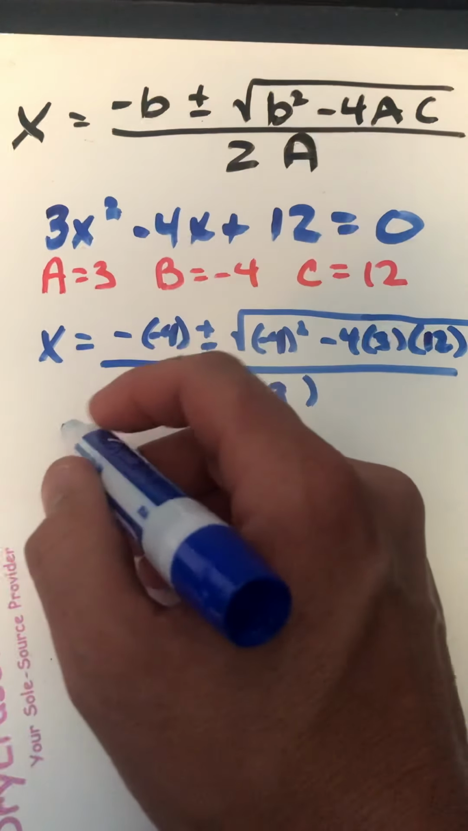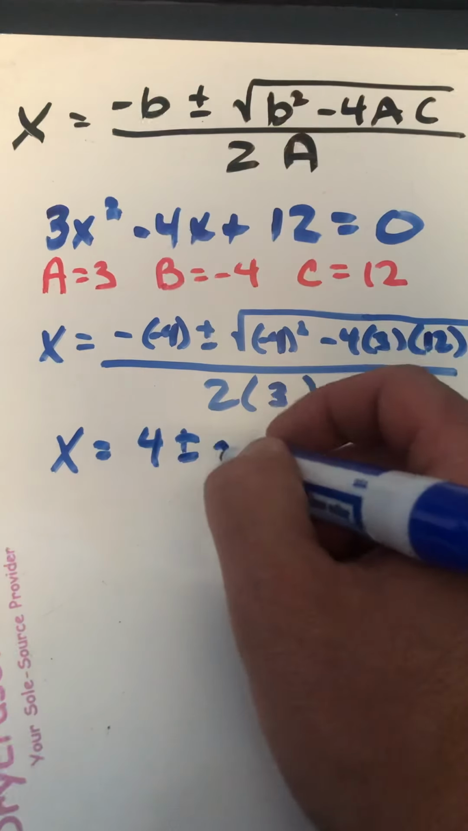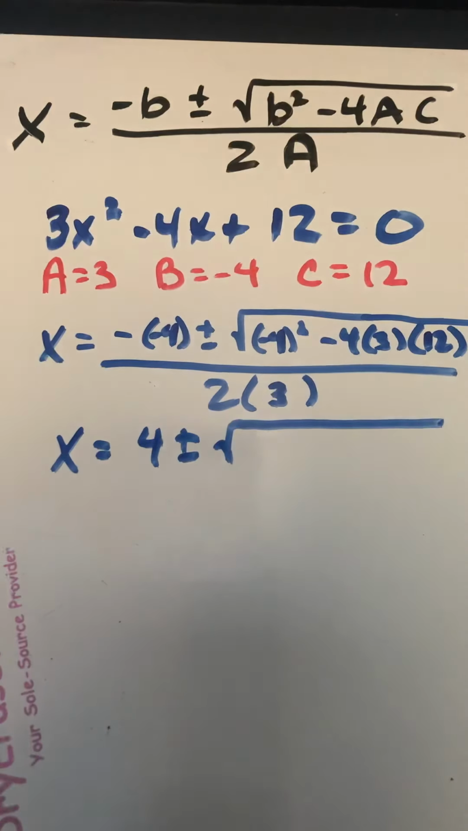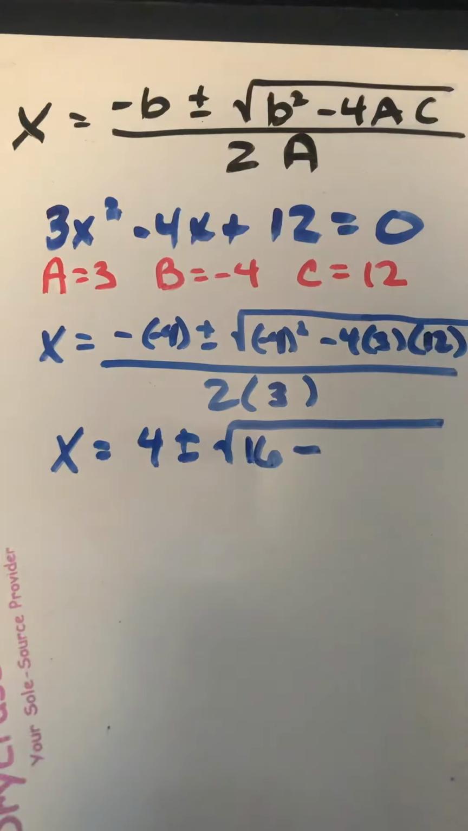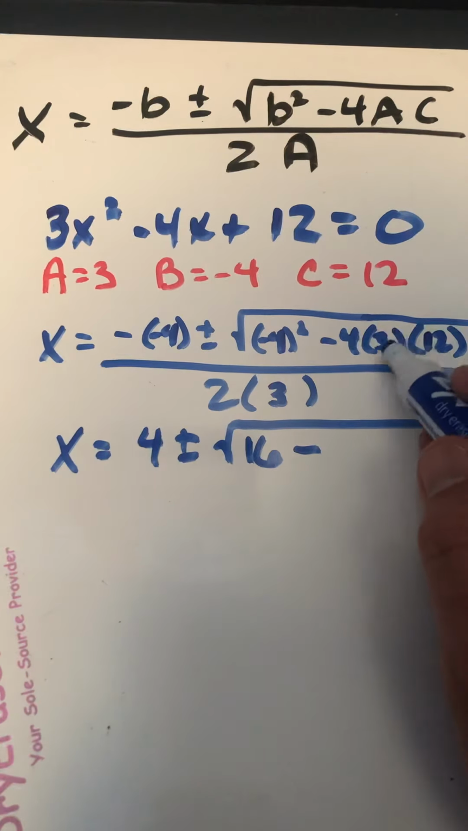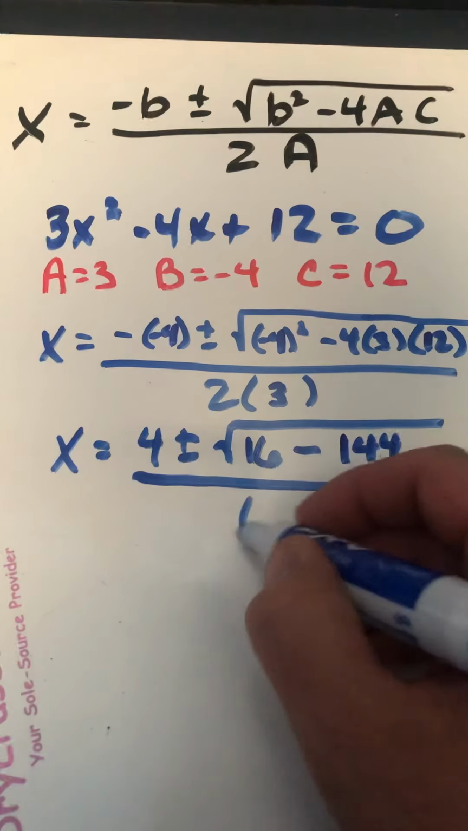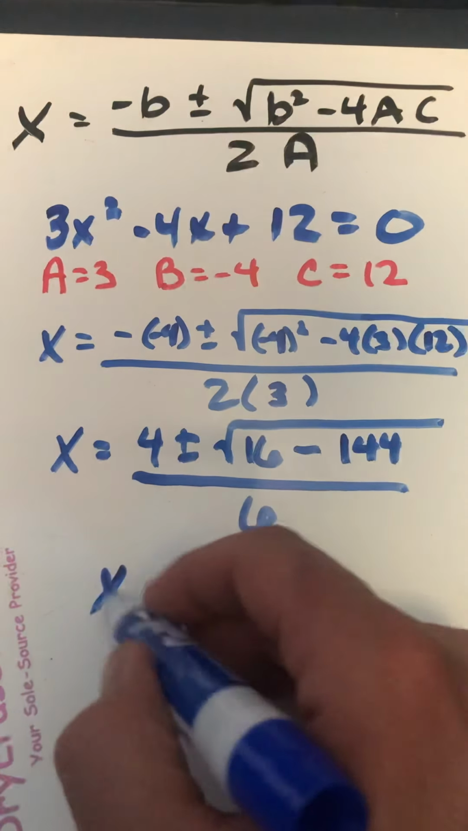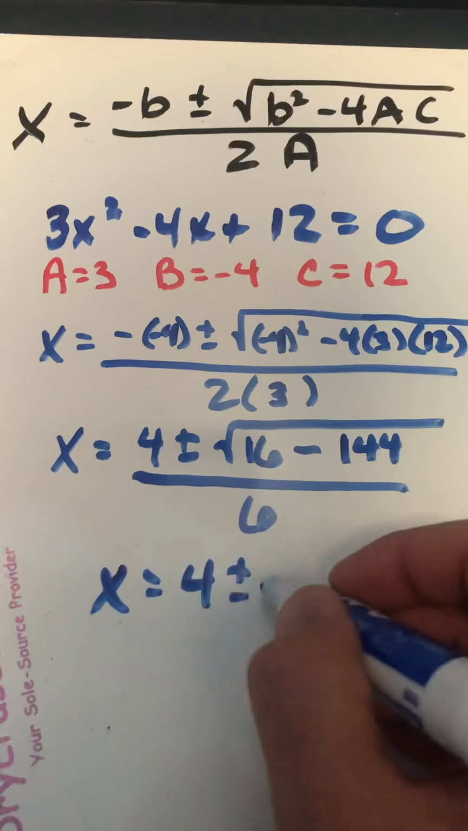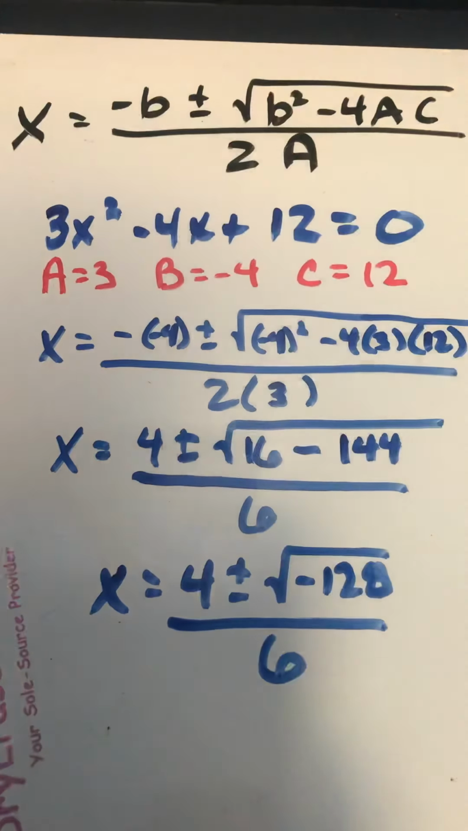Next, we just have to follow some order of operations and simplify. Negative negative 4 is positive 4, plus or minus, we'll come back to that in a second, the square root of negative 4 squared, which is positive 16, minus 4 times 3 times 12. 4 times 3 is 12, and 12 times 12 is 144, all over 6. Simplifying further, we have to do 16 minus 144, so x equals 4 plus or minus the square root of negative 128 all over 6.